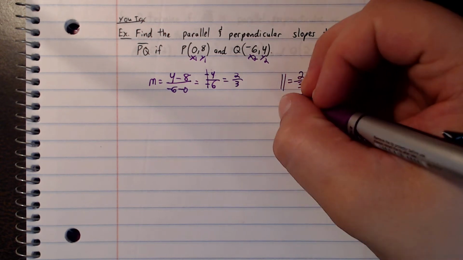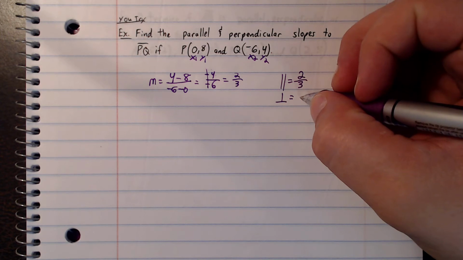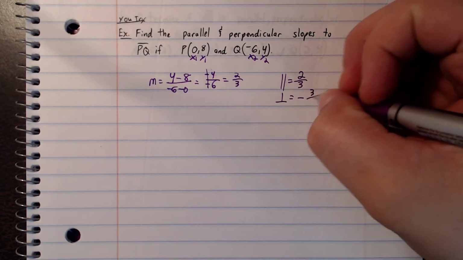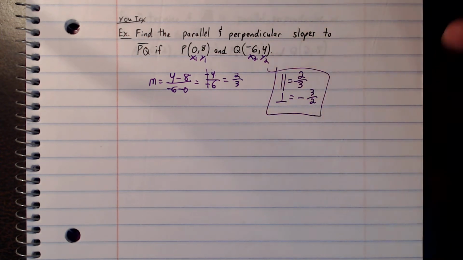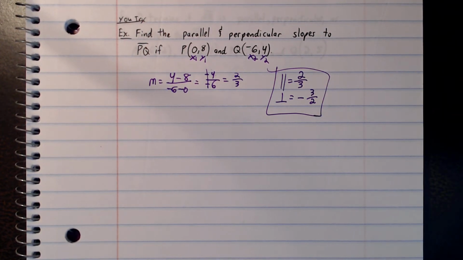2 over 3. Perpendicular, if we want perpendicular, we flip it, change the sign. So -3 over 2. Sorry about that. I don't know what I was talking about. Glitch in the brain, I guess. Alright.